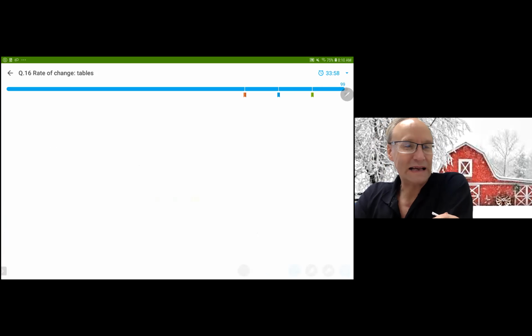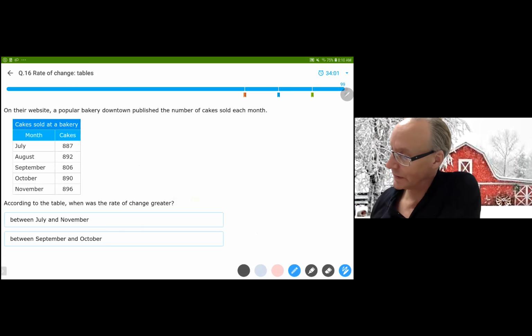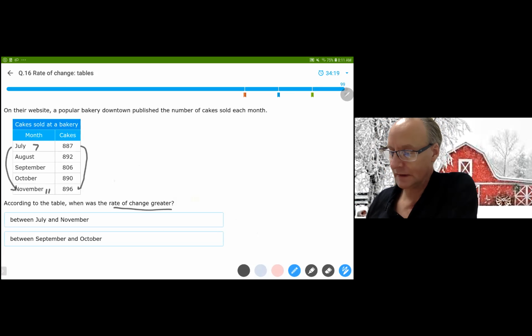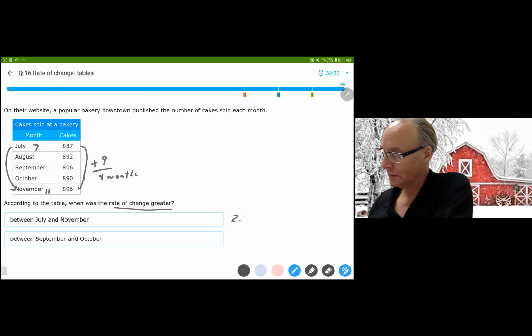And they did make us do a last one. Okay, this is my last one. The number of cakes sold per month. Okay, when was the rate of change greater? From July to November, 7 to 11, which is 4 months. There's a 4-month difference there. And we went from 887 up to 896, which is a change of 9, isn't it? Went up 9 over 4 months. And that is 2.25.